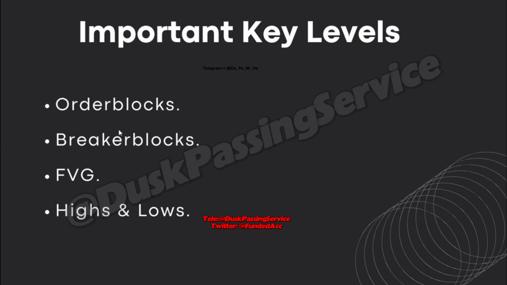Now the second one is the breaker block, which is also a really good key level and you can use it to frame trade ideas. Now each one of these key levels has a proper logic and narrative behind how they are formed and how they can be used, and I'm going to discuss them later in the video, but for now let me just give you a brief introduction today.